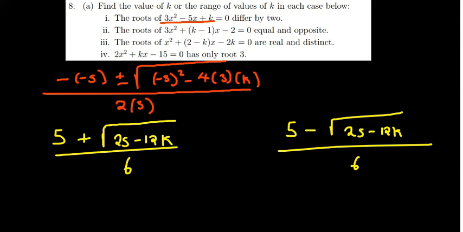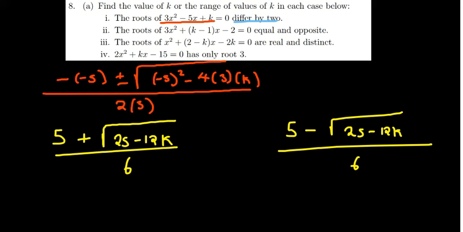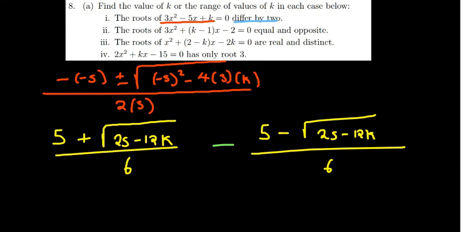Now the question says find the value of k where they differ by 2. So the main idea behind our answer is, if these two roots are to be subtracted, there should be a difference of 2. Meaning that if we subtract these two possible solutions, they should give us a 2. So I equate that to be equal to 2.